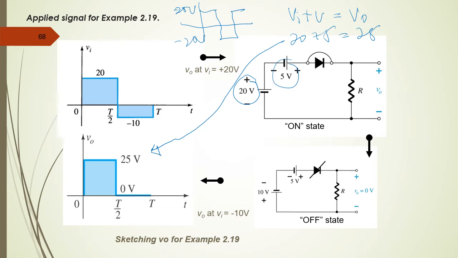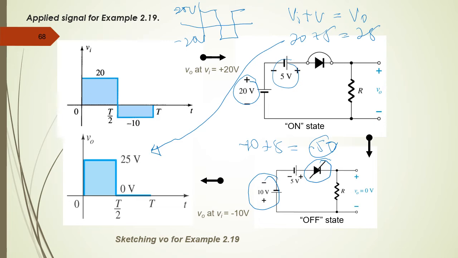Now, when the sinusoidal waveform is in the second cycle, it is a negative cycle. Let's say in the negative cycle, it is at a value of minus 10 volt. Minus 10 volt plus 5 volt equals minus 5. Minus 5 volt here is not enough to forward bias the diode. So this diode will act as an open circuit, and the output value will be 0.